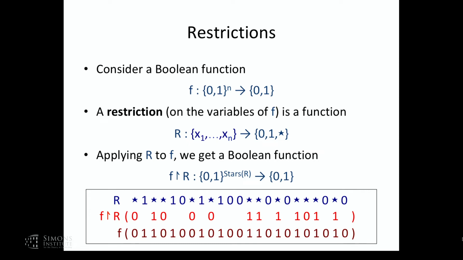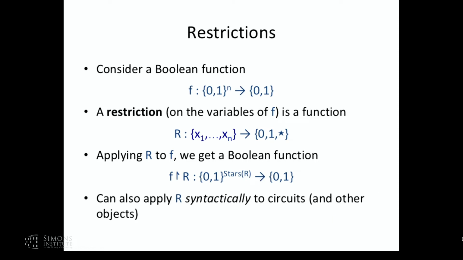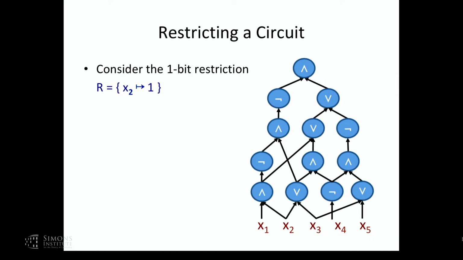Maybe here's a way to visualize that. So here's our restriction on the n variables. We want the restricted function on 0, 1 to the stars. Well, you just combine these two and evaluate f. We can also apply a restriction r syntactically to circuits and to other objects. So what does this mean? Let's illustrate this by example.